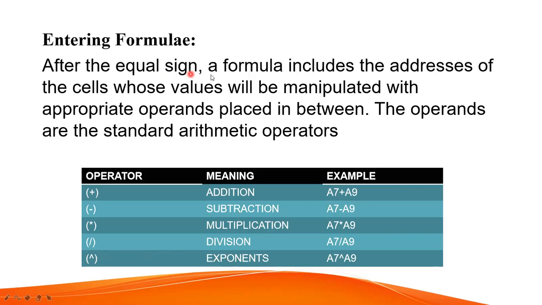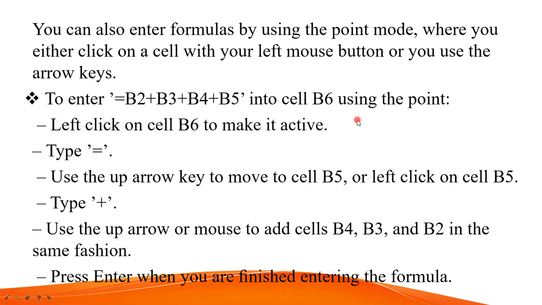After the equal to sign, a formula includes the addresses of the cells whose values will be manipulated, with appropriate operators placed in between. Like this, cell address A7 is going to be added with A9, right? This is the formula, like equal to B2 plus B3 plus B4 plus B5 into cell B6. The addition of these cells will be displayed in B6.